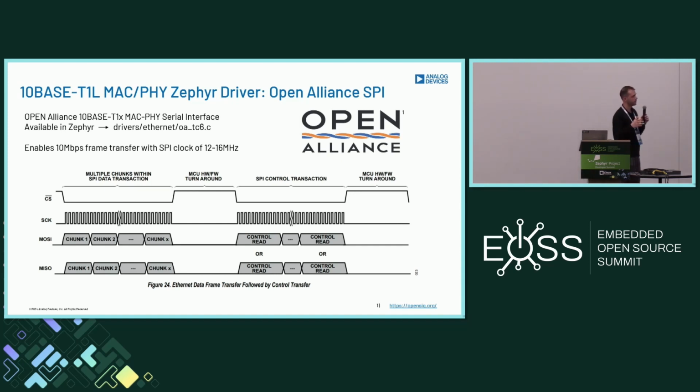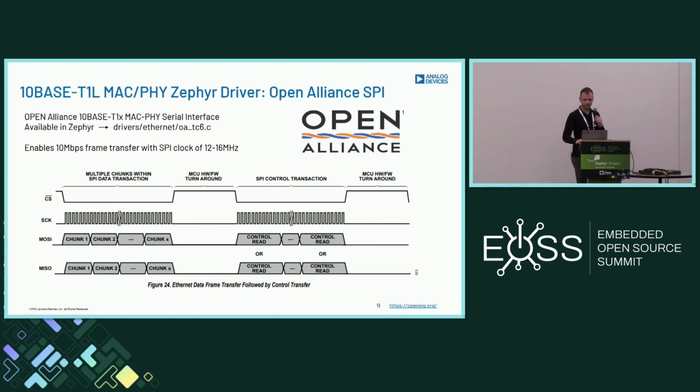To achieve full 10 megabits per second frame transfer using standard SPI would require your host processor to operate its SPI peripheral with a frequency of near 25 megahertz. So having support for this Open Alliance SPI within Zephyr is great to see. It's great to see that the open source community is out there and using 10BASE-T1X.